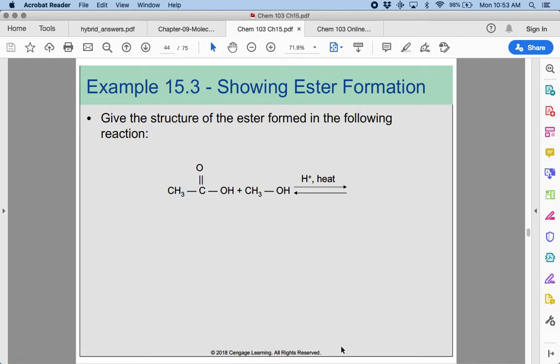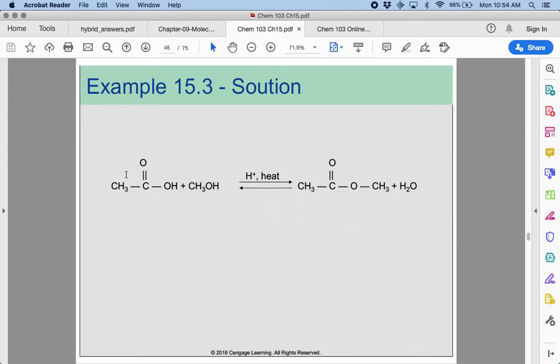If you want some practice, pause the video right here and try on your own to determine the structure of the ester that would be formed from the reaction of this alcohol and this carboxylic acid, and then try to name it as well. When we do this, we break the H here, and we take the OH from the carboxylic acid, and those go off to make water. In its place we form the ester between the methyl group of the methanol and the rest of the carboxylic acid.